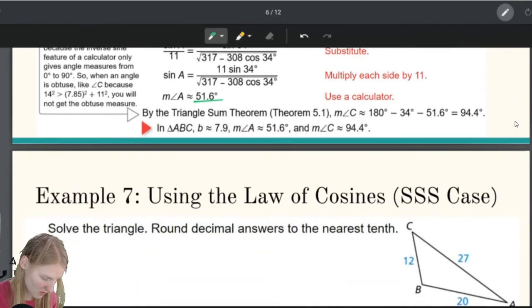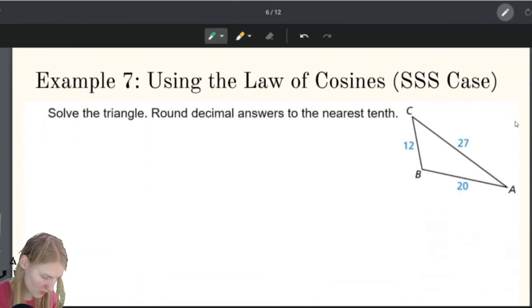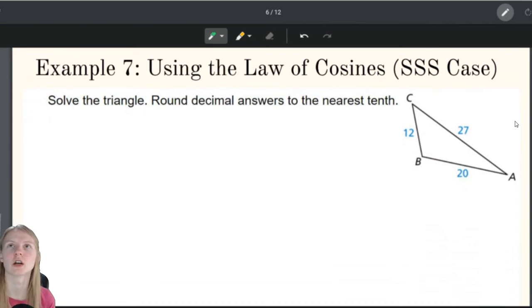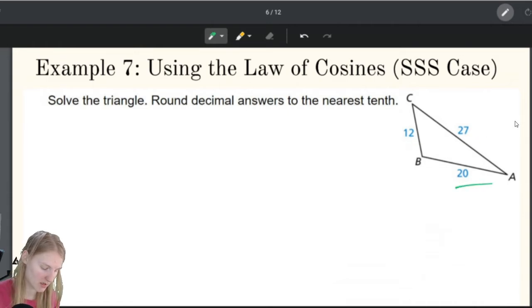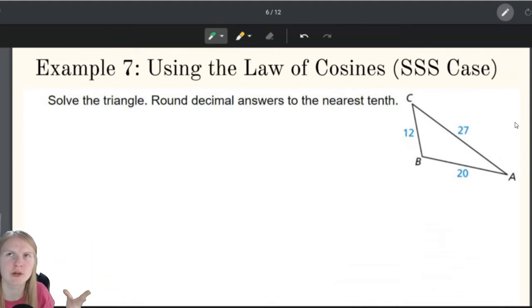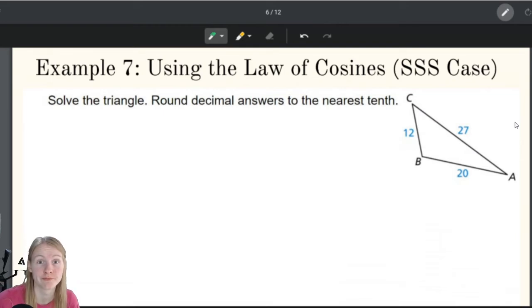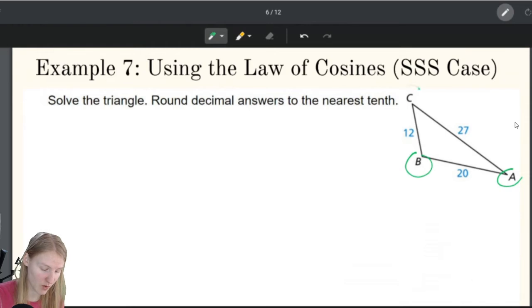And now, let's move on to the law of cosines SSS case. So this is where I have all of the sides and none of the angles. So, here, when we talked about which of the three law of cosines formulas you are going to use for this one, pick your favorite. Which angle do you want to solve for? You want to solve for angle A? You want angle B? You want angle C? Which one do you want?